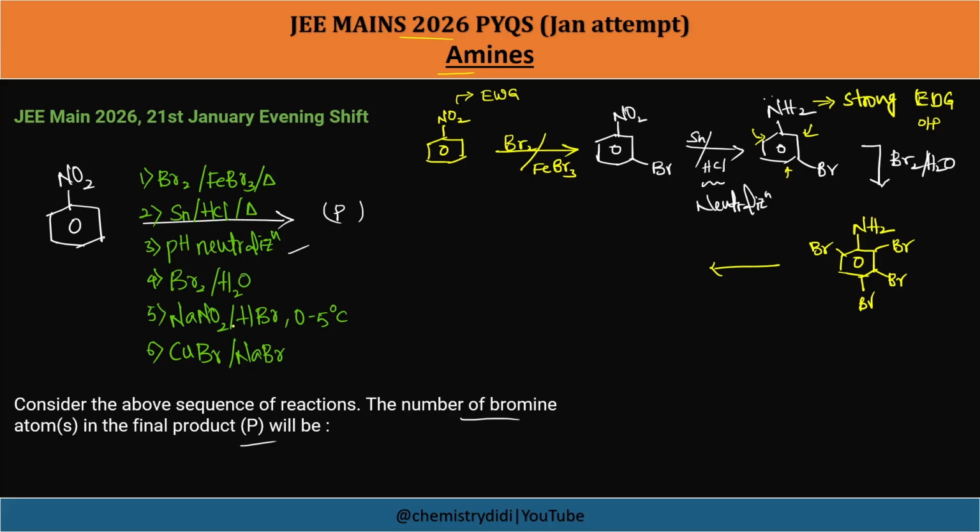they have given NaNO2 in the presence of HBr at 0 to 5 degrees Celsius. As you can see, after seeing this reagent, you get an idea that we are doing a diazotization reaction. So when you do diazotization, what happens? This NH2 will become N2 plus, and whatever halogen is given here, Br negative. So here NaNO2 and HBr will be used at a low temperature.